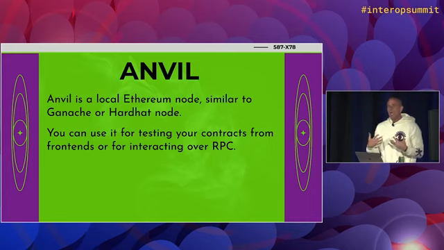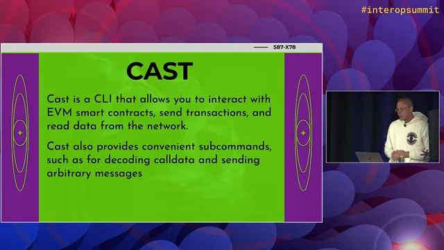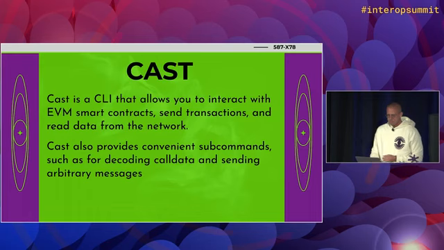So Anvil is the way to run a local Ethereum node. So with Hard Hat, you would run npx Hard Hat node, and it spins up that local node. With Foundry, you have Anvil. You also have Cast, which is a CLI tool that interacts with different deployed EVM smart contracts. So with this, you can do stuff like send transactions, you can read data from a deployed contract, et cetera. Some stuff that you might have done locally using JavaScript or some other library like Ethers.js and things like that.